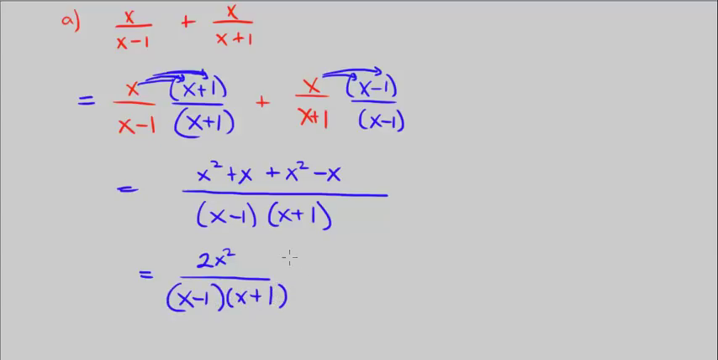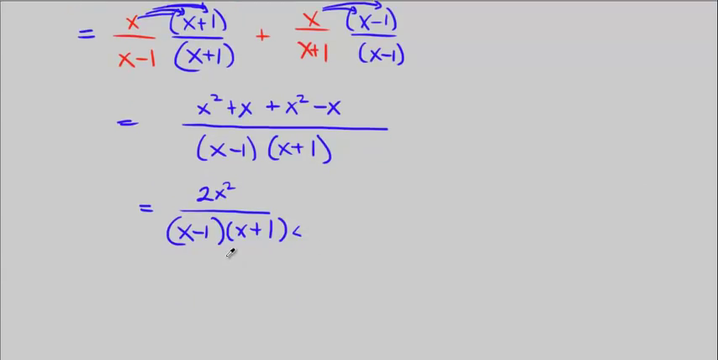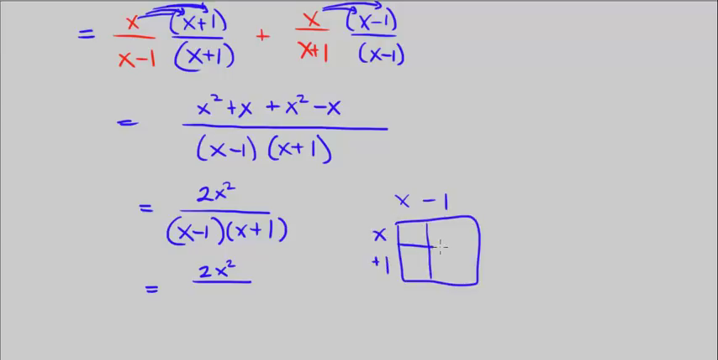Usually this is how we want the answer, and we box it and we're done. Except when we have a very common denominator here, we actually want to multiply that across, because that's going to give us 2x squared over 1 times x minus 1 times x plus 1. I'm going to quickly do it with the box method, right?